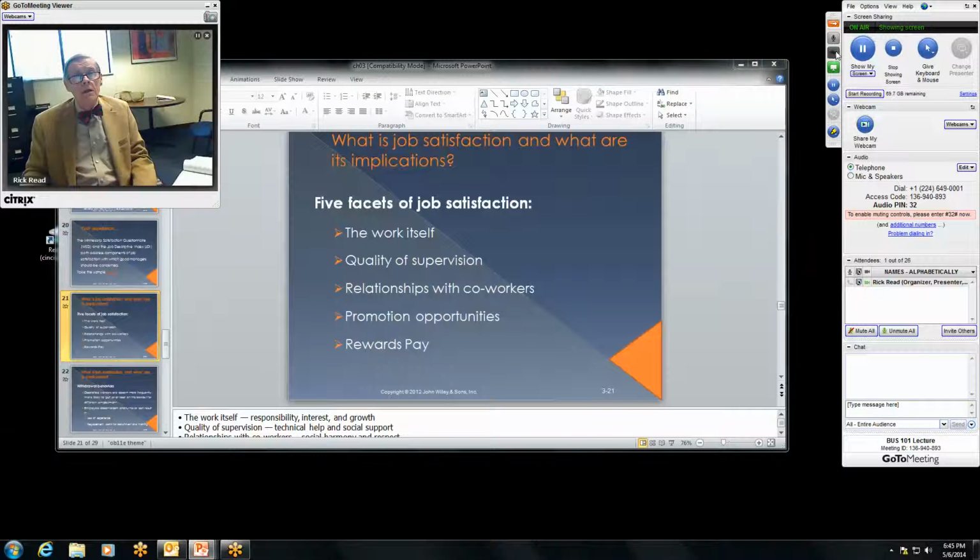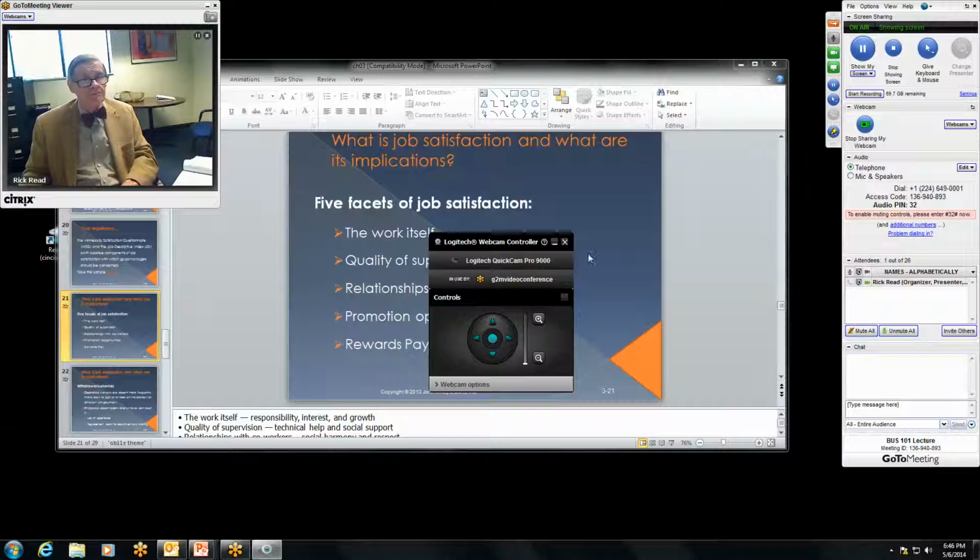Here are the facets of job satisfaction. Notice what the first thing is up there. It's the job itself. Is the job meaningful? Can I come to that job and get something out of it, as well as give something to it? Quality of supervision, relationships, opportunities for promotion, and then rewards and pay. Those are the 5 facets of job satisfaction.